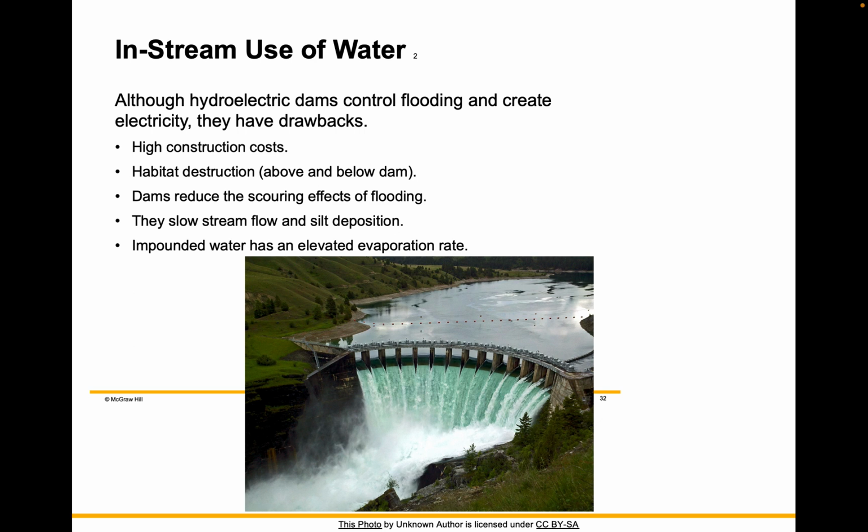Although hydroelectric dams control flooding and create electricity, they do have some drawbacks. There's high construction costs, habitat destruction above and below the dam. The dams reduce the scouring effects of flooding. They slow stream flow and silt deposition, and impounded water has an elevated evaporation rate.